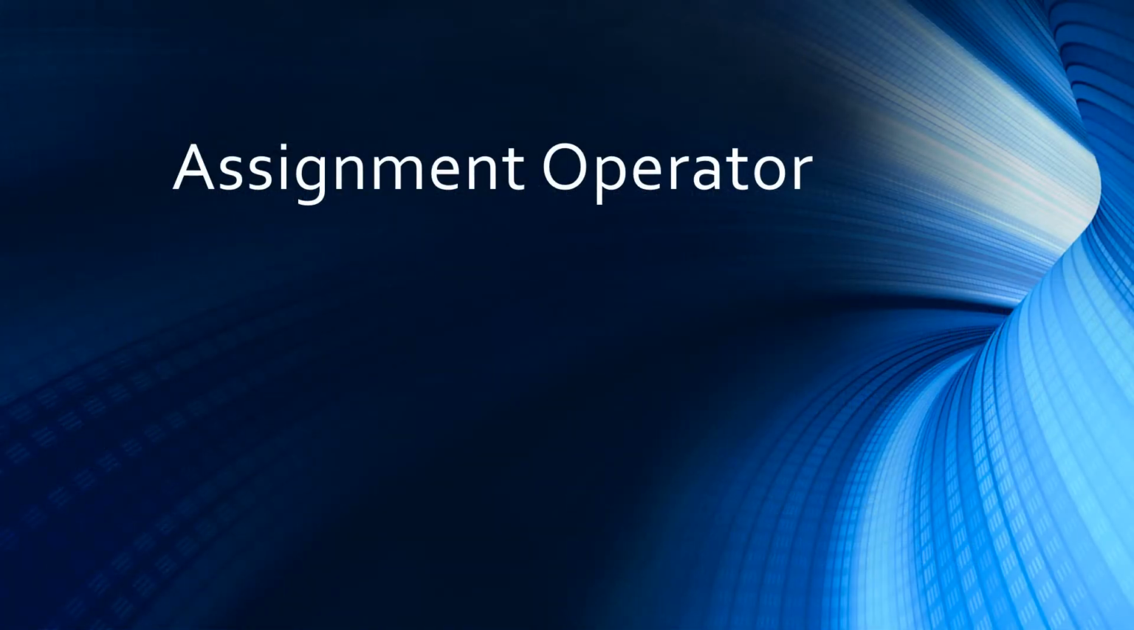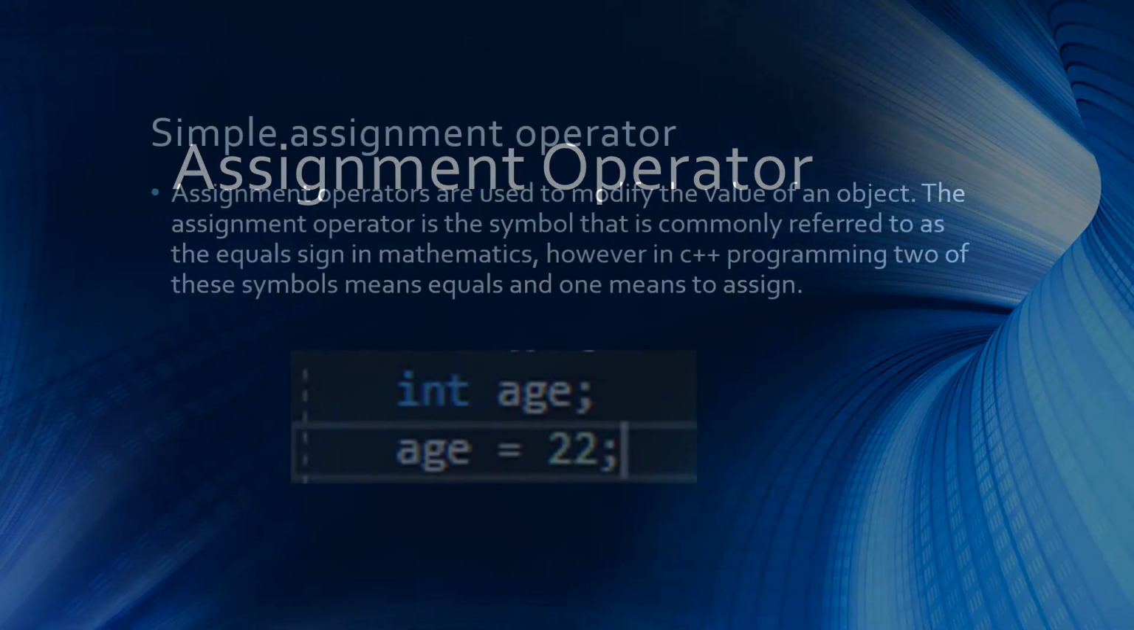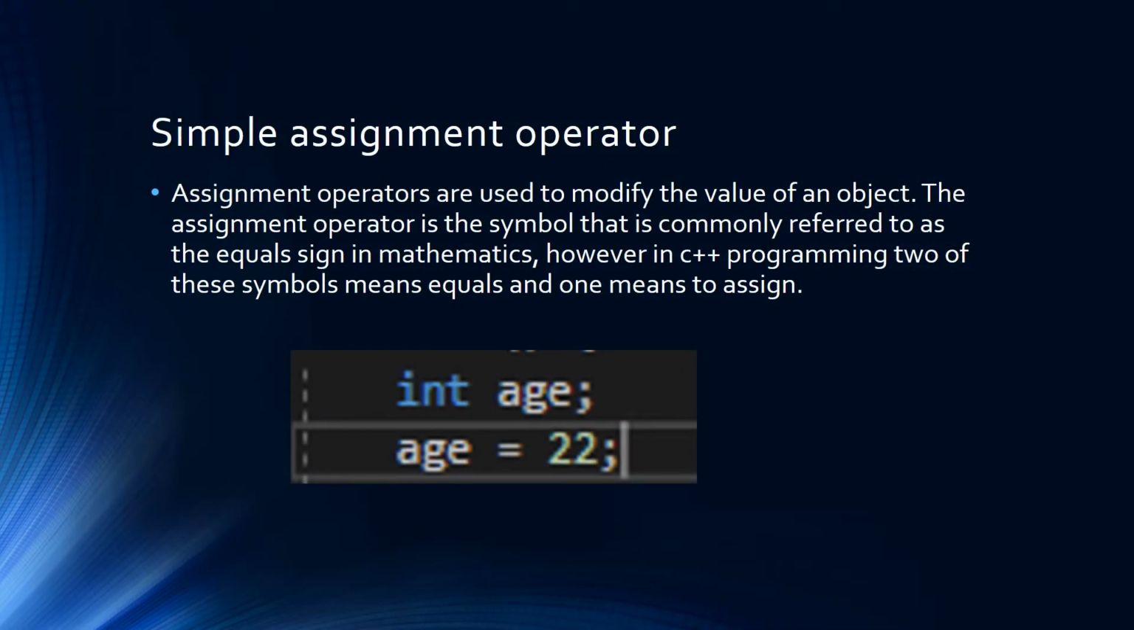Next I'll be talking about assignment operators. Assignment operators are used to modify the value of an object. The assignment operator is a symbol that is commonly referred to as the equal sign in mathematics. However, in C++ programming, two of these symbols means equals and one means assign. So right here I have an image where I assigned age to 22. If I had put two equal signs, that would have meant equals, the actual value. But since I put one equal sign, I'm just giving it that value.